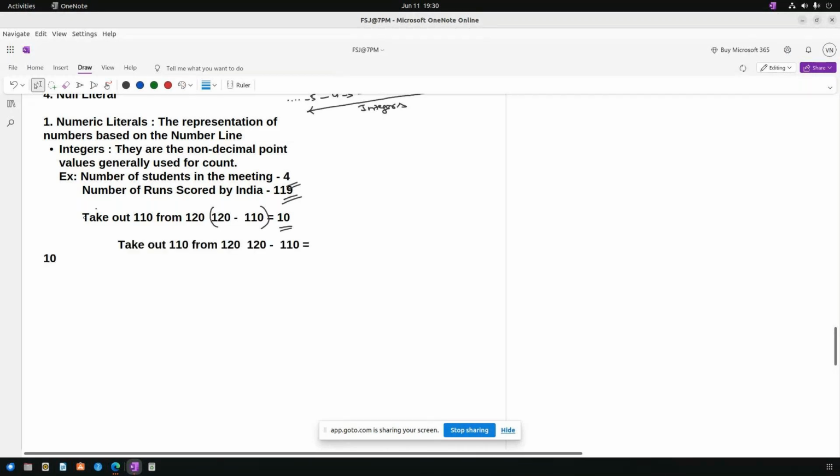Now, the same question I will ask in a different way. I will say, take out 120 from 110. So take out 120 from 110, in this sense, 110 minus 120. So 110 minus 120 becomes what? Minus 10. So what is minus 10? Minus 10 is also an integer. 10 is also an integer. 4 is also an integer. 119 is also an integer. All these are integers.